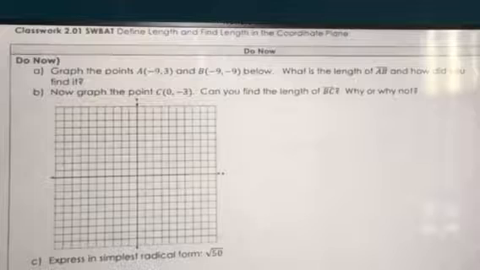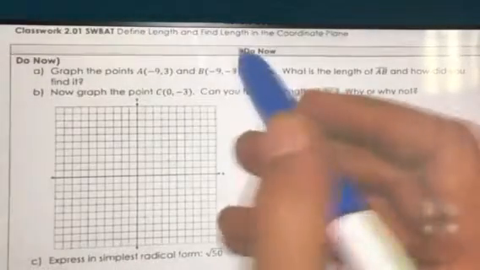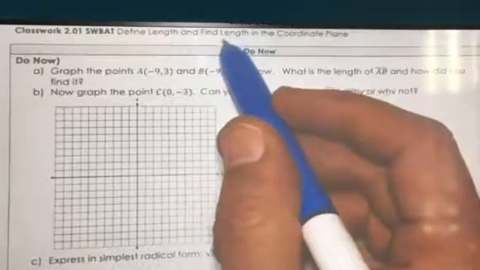Students will be able to define length and find length in the coordinate plane. We find length by using the Pythagorean theorem. You will see what that means sometime soon.